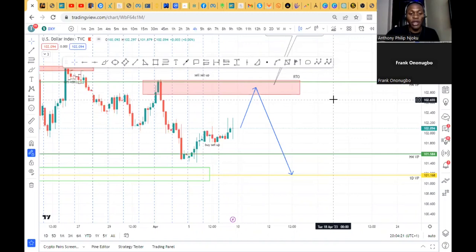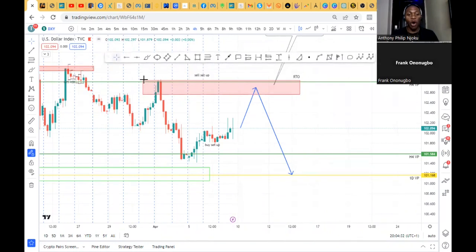So starting from today, we're starting with DXY. DXY has to do with the strength of the dollar. If DXY is going up, the dollar is strong. If DXY is going down, the dollar is weak.